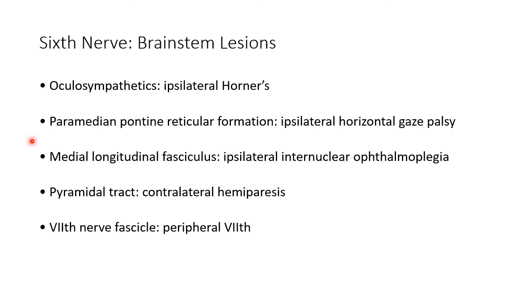If you have just a lesion of the medial longitudinal fasciculus, you will develop an ipsilateral internuclear ophthalmoplegia with weakness of the ipsilateral medial rectus. If the sixth nerve is involved with an ipsilateral pyramidal tract, you'll get a contralateral hemiparesis. And if the seventh nerve fascicle is involved, you can also have a peripheral seventh in addition to the sixth nerve palsy. And if you remember, that constitutes part of the syndrome called Millard-Gubler syndrome, and that was also part of the brainstem lecture that I mentioned.